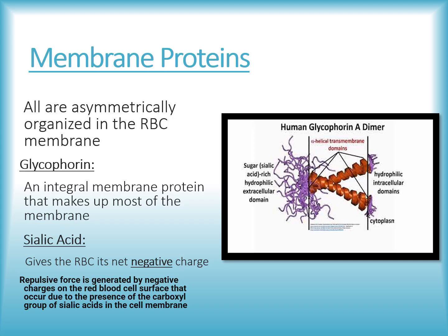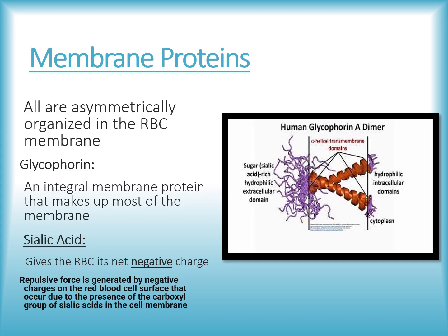Now, if you think about magnets, a negative and a positive attract, but two of the same that are on the same pole, like two negatives or two positives, they repel each other, and that's really what we're looking for. This repulsive force is generated by that net negative charge on the red blood cell surface that occurs due to the presence of the carboxyl group in the sialic acids, and that helps propel and push the red cells along through circulation, in addition to the pumping and the musculature of the vessels.